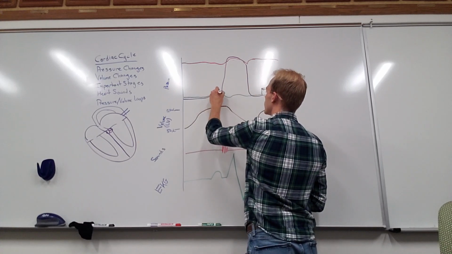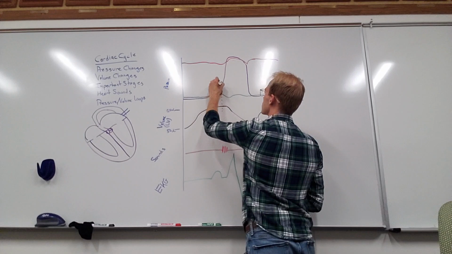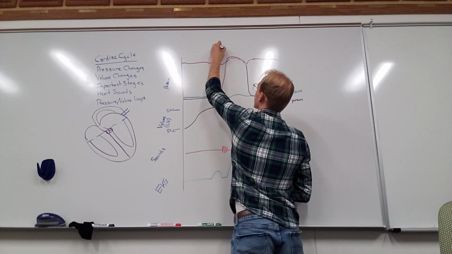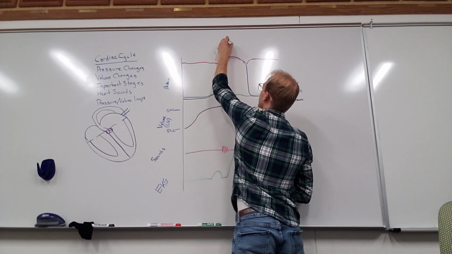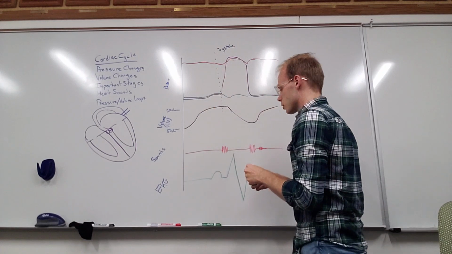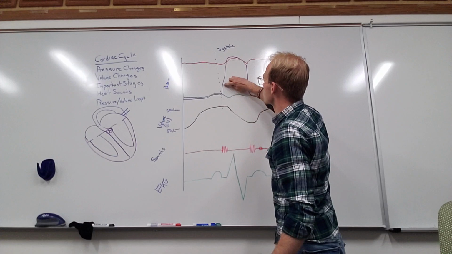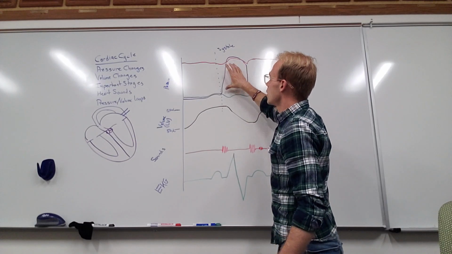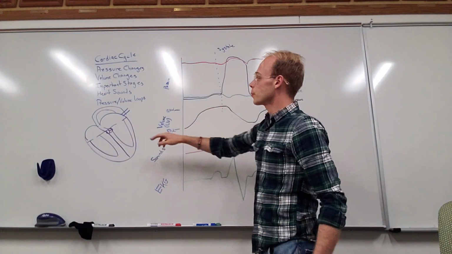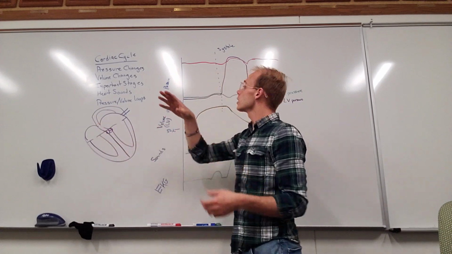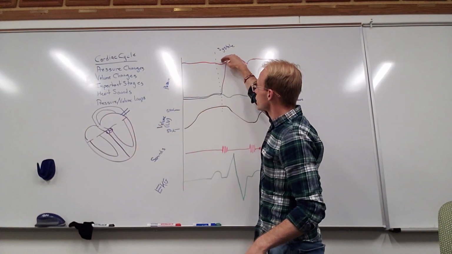And so this right here is the beginning of what we call systole. We're going to write that right here. And so systole is when the ventricle starts to contract. And so you can see it by this huge increase in pressure. So the ventricle is starting to contract, but the pressure within the aorta is still higher, shown by this red line here.